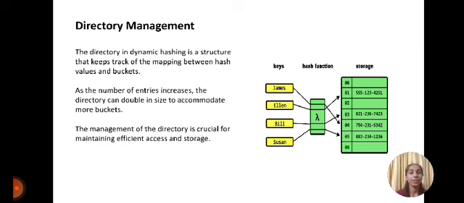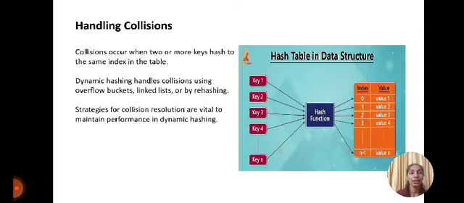Directory management. The directory in dynamic hashing is a structure that keeps track of the mapping between hash values and buckets. As the number of entries increases, the directory can be doubled in size to accommodate more buckets. The management of the directory is crucial for maintaining efficient access and storage.